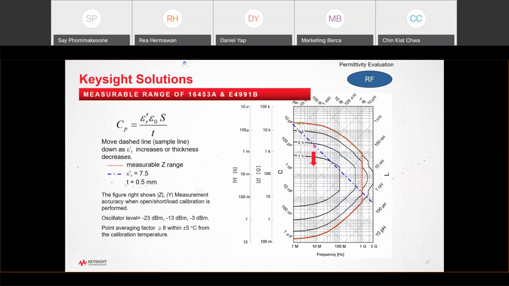The red line is the area that needs to be measured. As an example I said previously, the yellow one is where your permittivity is 7.5 and the thickness is 0.5 millimeter. You can see that this area here, at 1 megahertz, is close to the limitation, which means that your measurement may not be as accurate. So you need to adjust your sample thickness, the same as with previous fixtures.